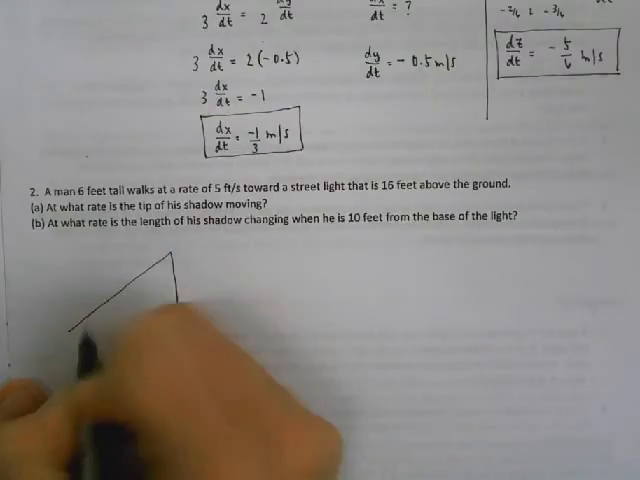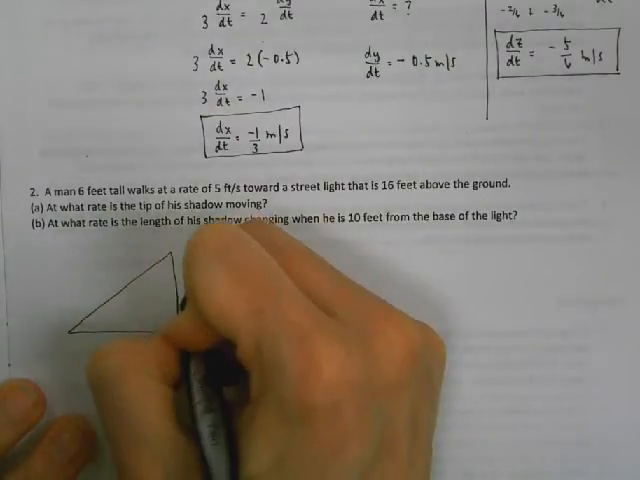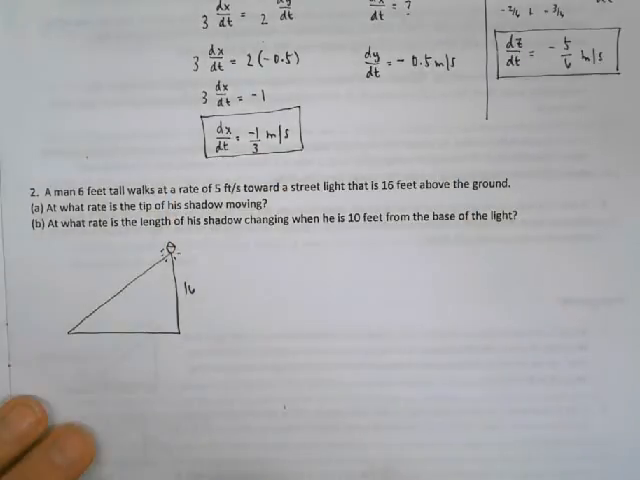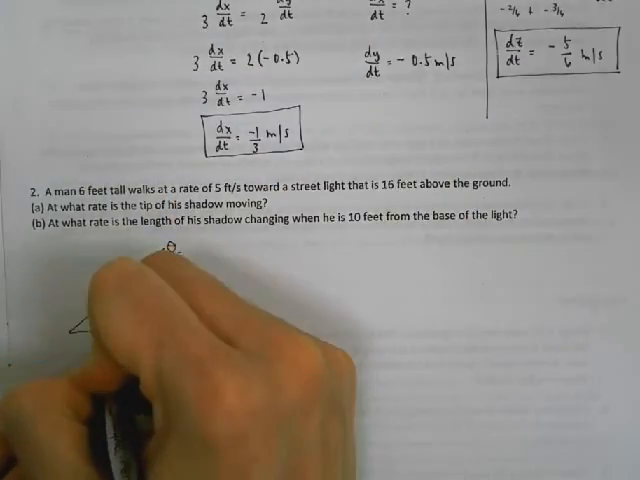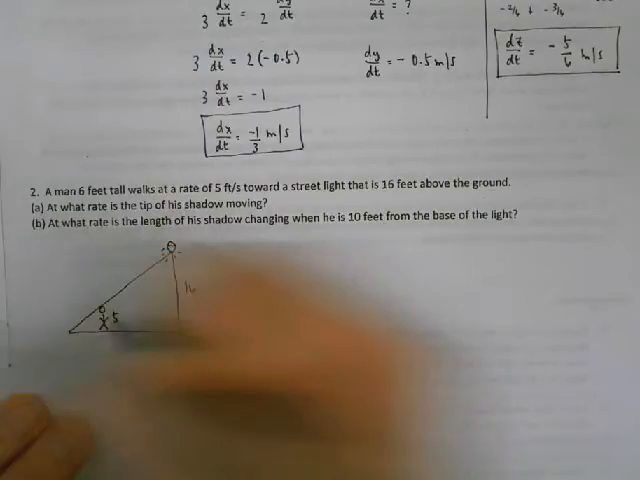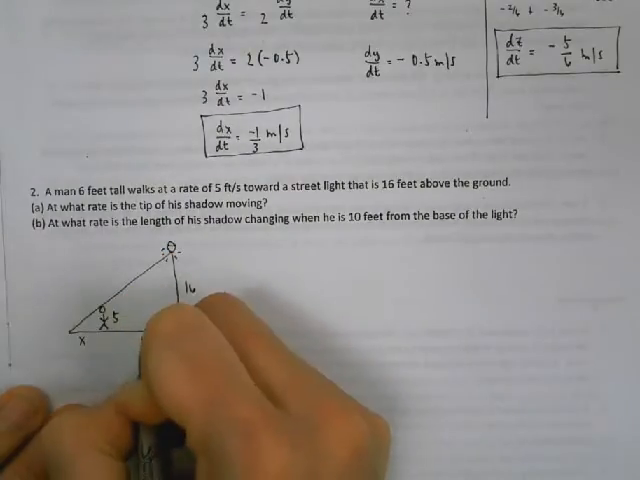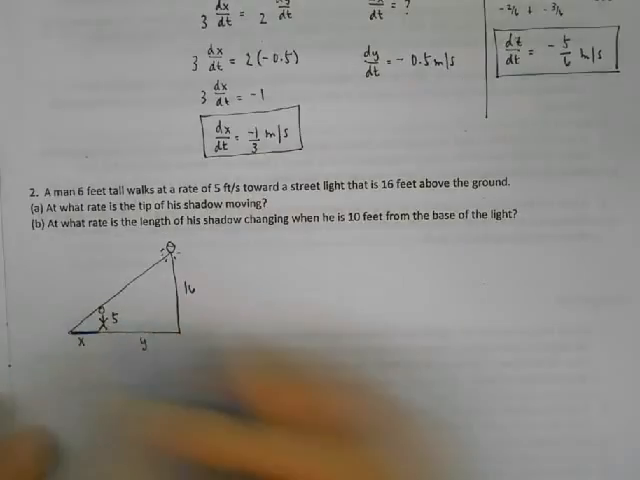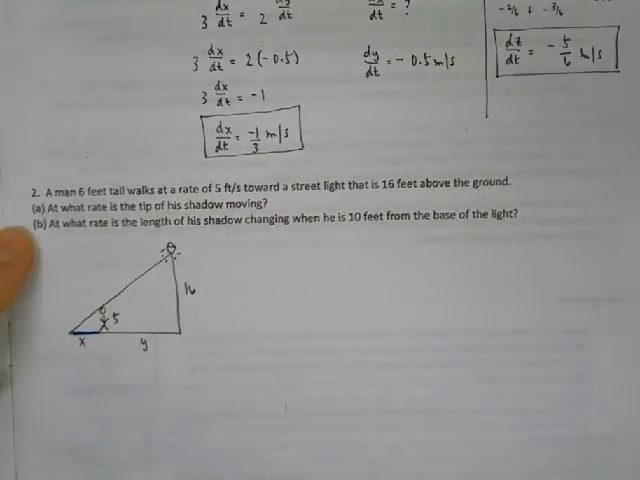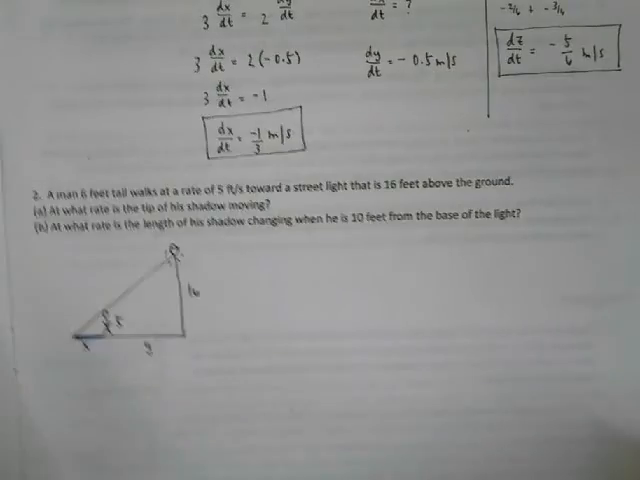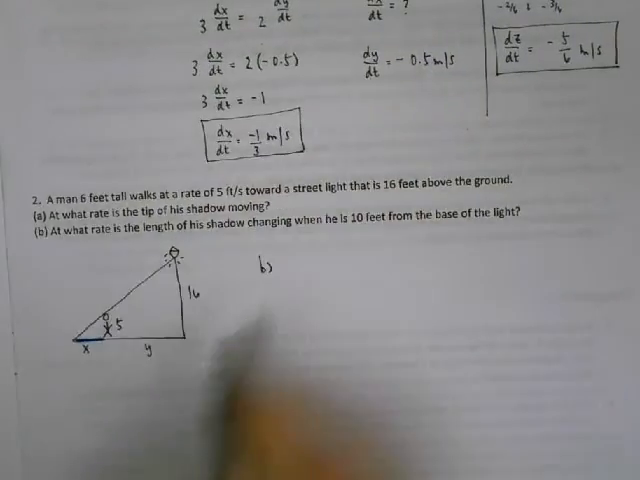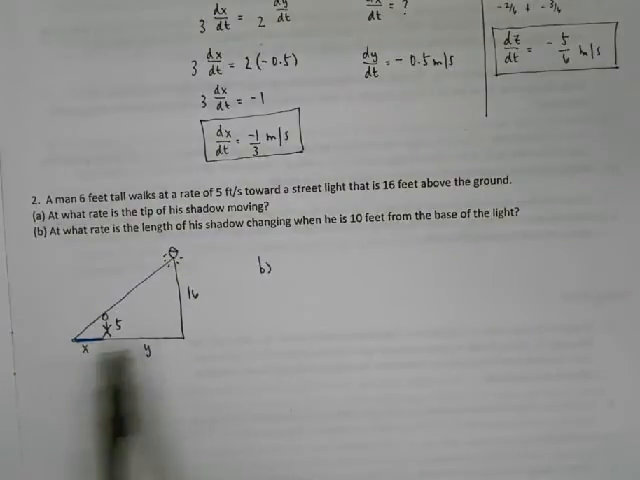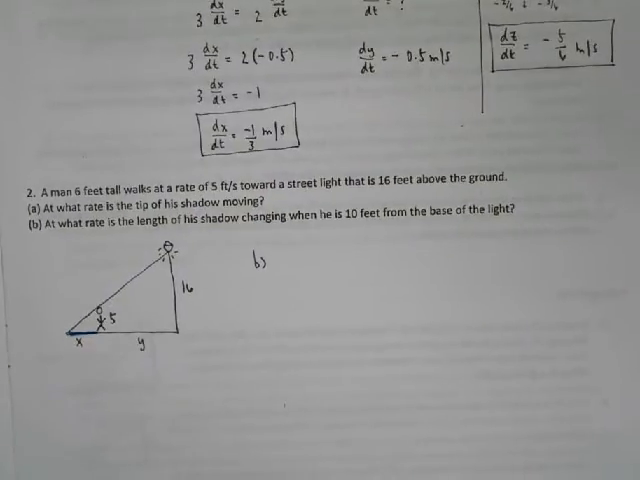So here we go. My street light here is 16 feet. I have my man here is 5. So I know this is x and this is y. Again, this is the length of his shadow. And so I'm actually going to do part B first. I'm going to find out the rate at which the length of his shadow is changing, because I know once I have that, I can just add these two rates to get part A.